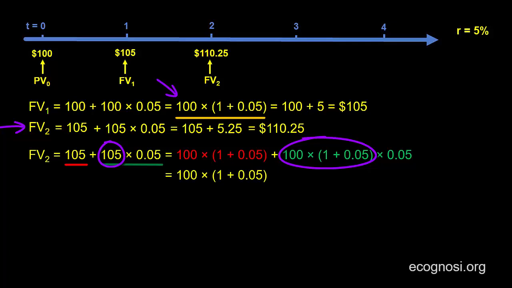Now that I did this, what are we left with in the parentheses? Pause the video and think about it, and whenever you are ready, hit unpause and we'll go through it as a group. Assuming you did that, we are left with 1 plus 0.05 in the parentheses.